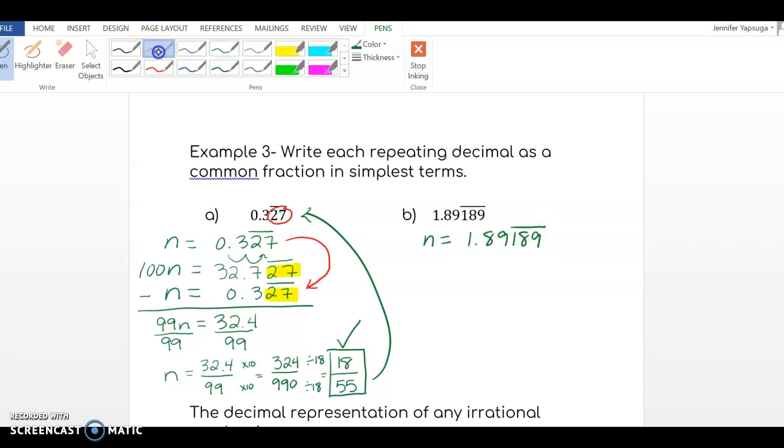Now, just like in the last example, I'm looking at the number of digits that I have underneath my bar notation, which is 3. So that means I'm going to multiply by 10 to the power of 3. So I'm going to multiply this side by 1,000. So it gives me 1000n. And then over here, I'm going to move my decimal point 3 places to the right. So I get 1891.89, and I still have my bar.